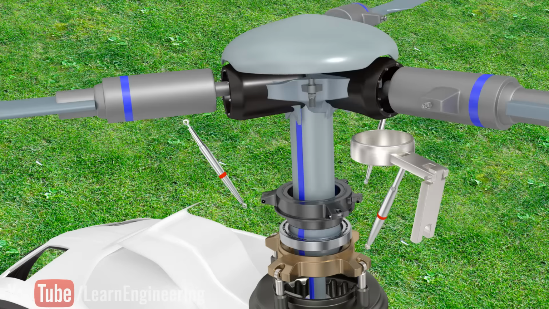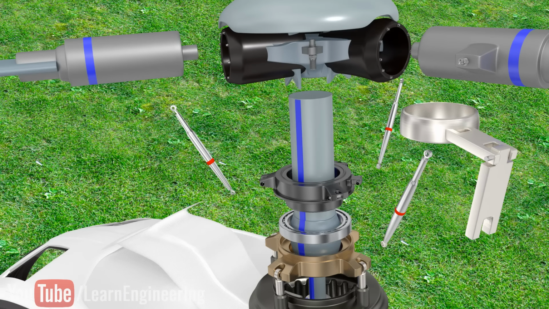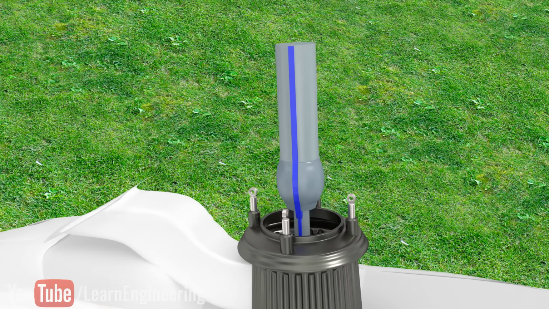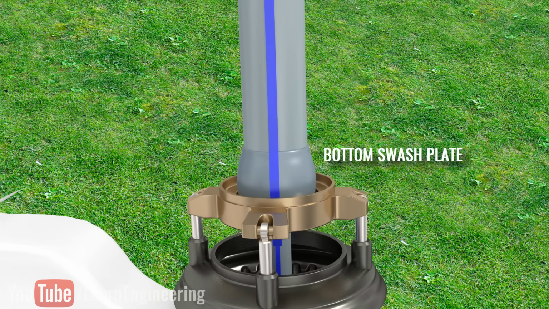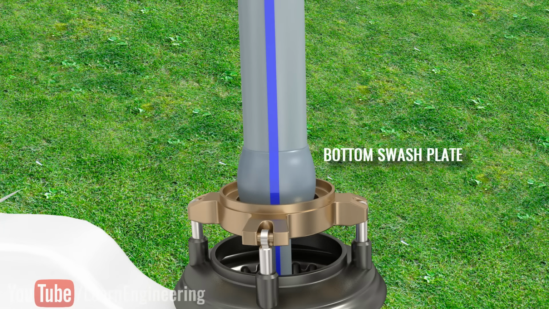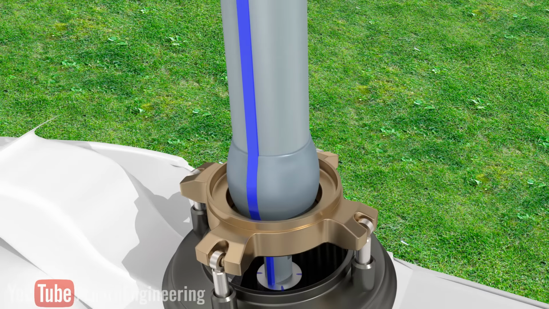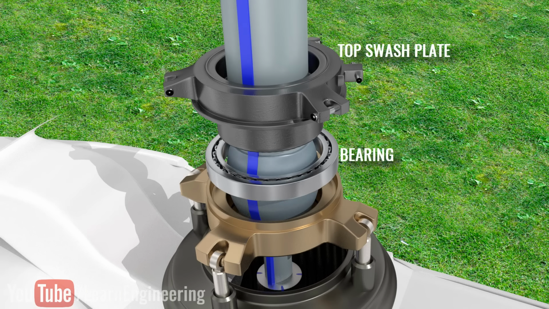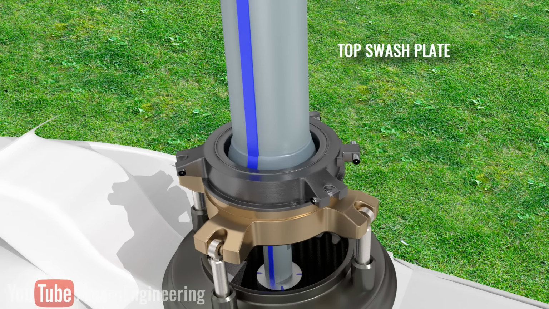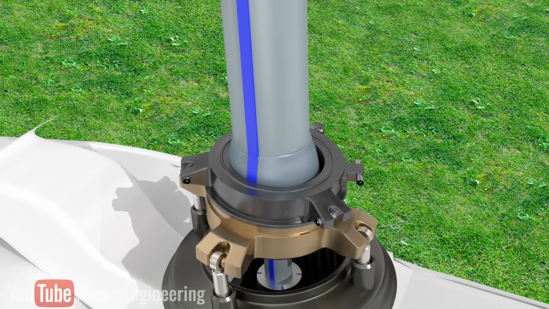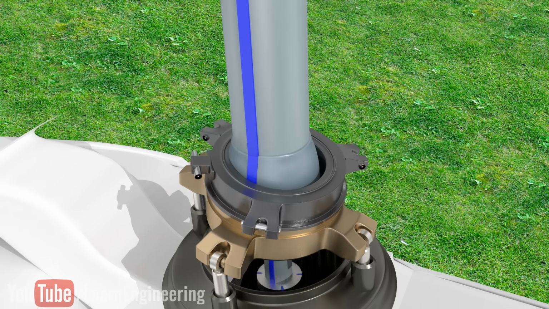Let's get an exploded view and understand the basic components first. The bottom swashplate does not spin, but it can move and tilt as shown. A top swashplate is fitted on the bottom swashplate via a bearing. So the top swashplate can inherit all the motion of the bottom swashplate while at the same time it can rotate independently.